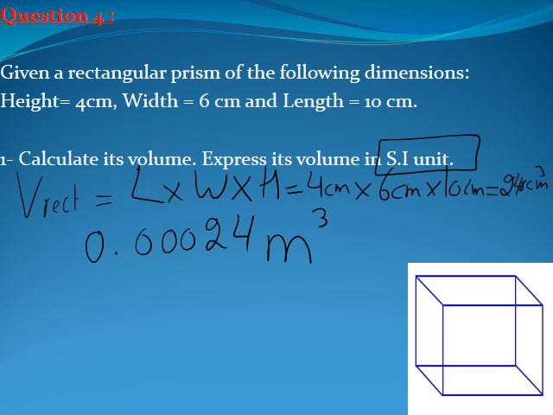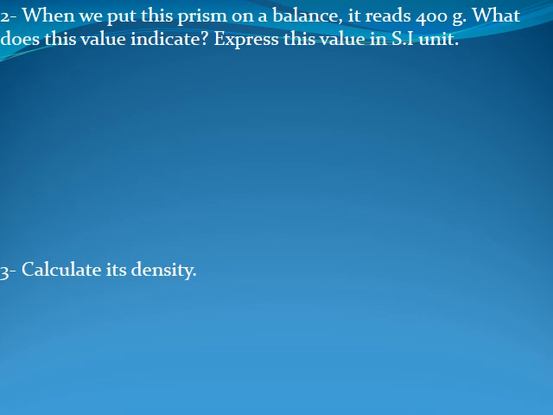Let's move now to Isa. Isa, when we put this prism on a balance, it reads 400 gram. What does this value indicate? 400 gram, what does this value represent? Mass, volume, density? It represents the mass.